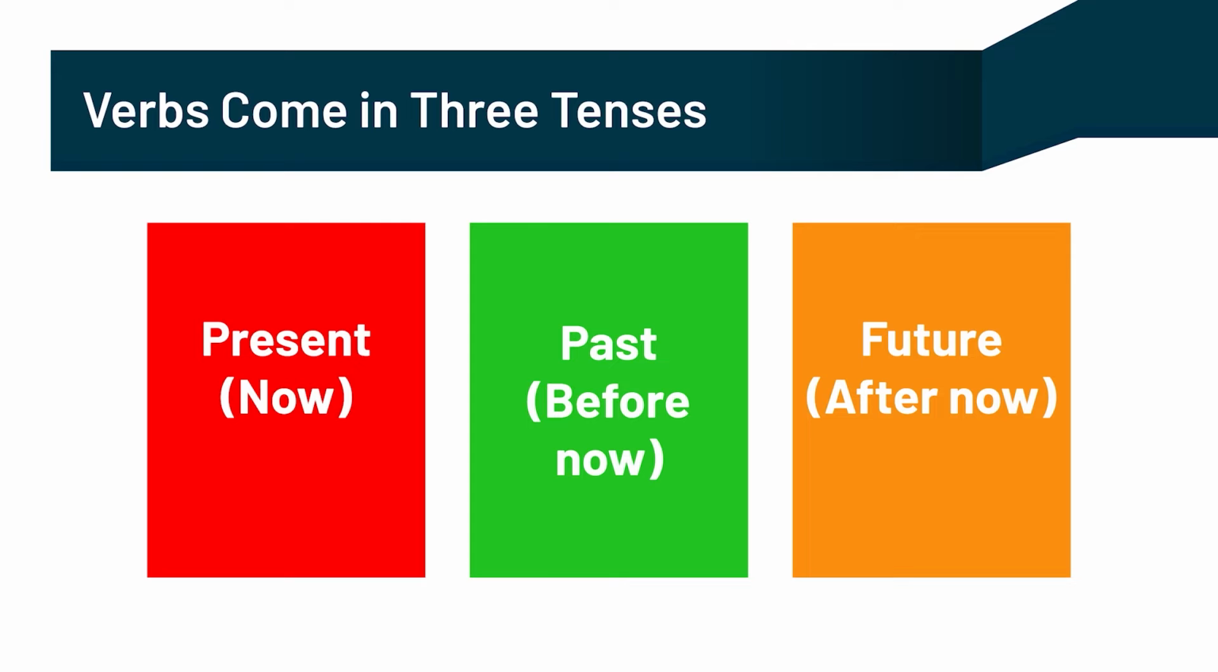Verbs come in three tenses: present, past, and future.